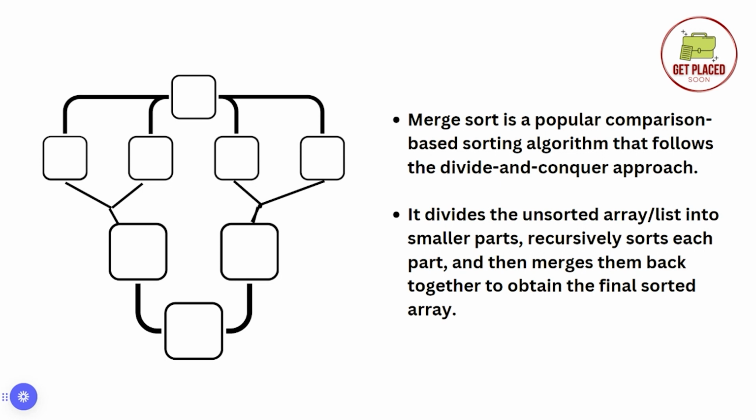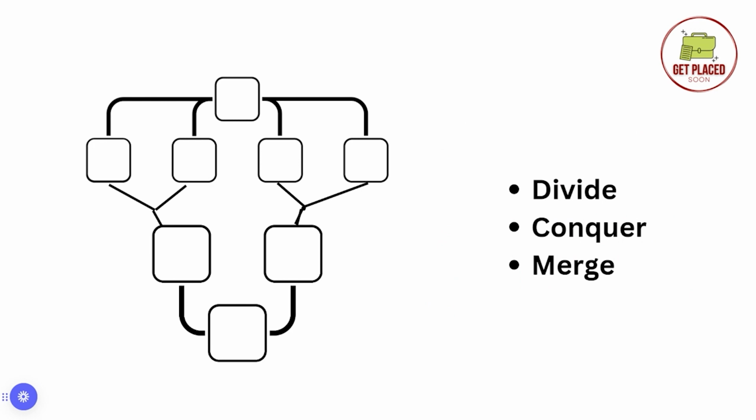How does this work? Basically there are three steps in the divide and conquer approach: divide, conquer and merge. Divide is a process where the given unsorted array is divided into two halves at each step. In this division, the array size is halved at each level of recursion.